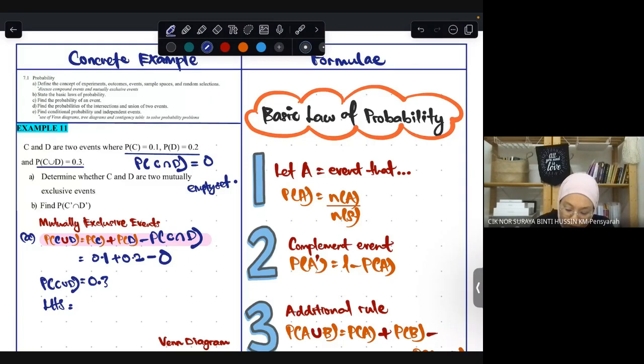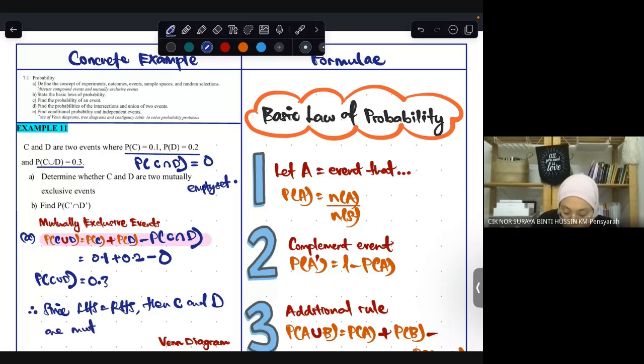How do I say this? How do I determine this? So since we have proven that they are equal to each other, it means that you can right away write down the conclusion. Since left hand side is equal to the right hand side, then C and D are mutually exclusive events. Settle. So while you listen, you write along with me as well, okay?